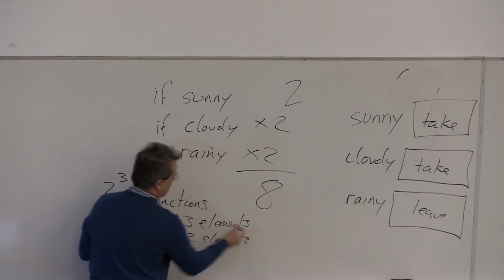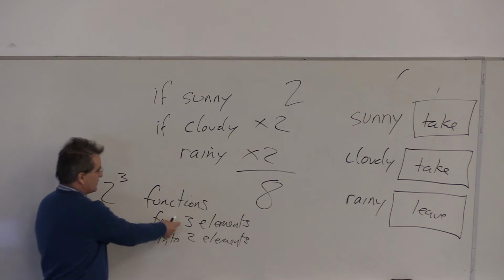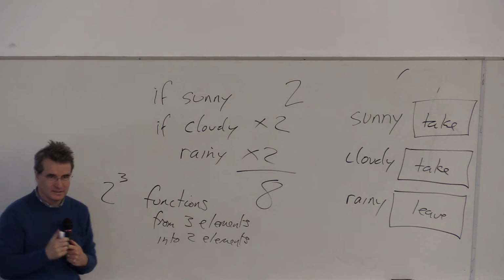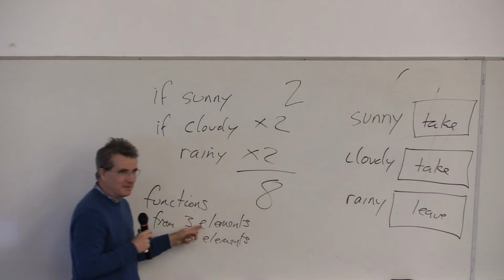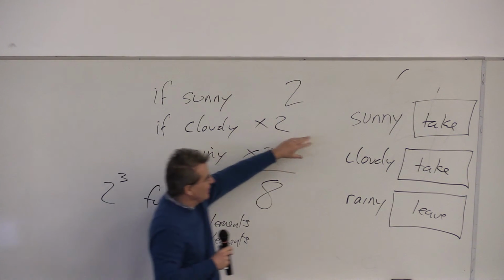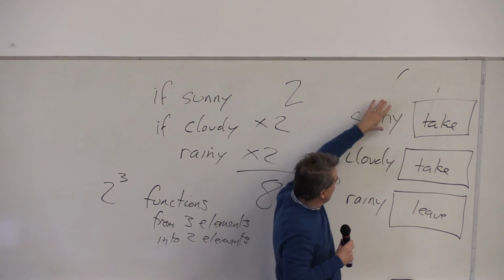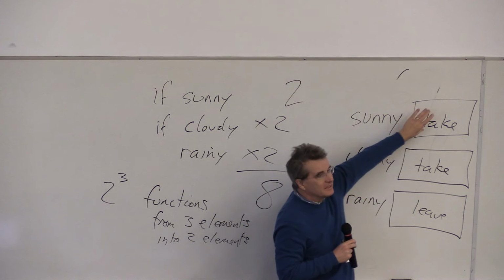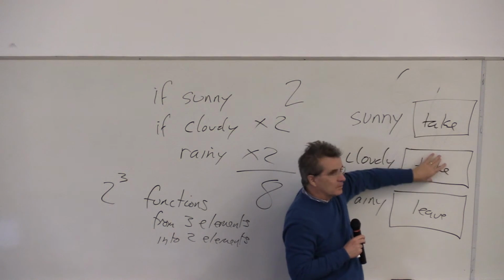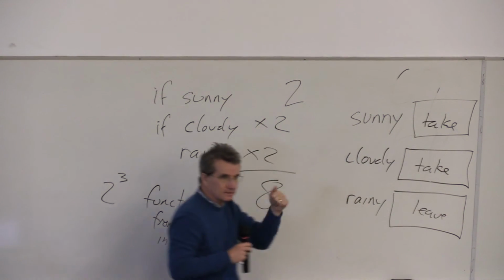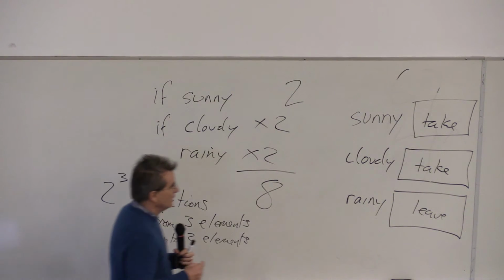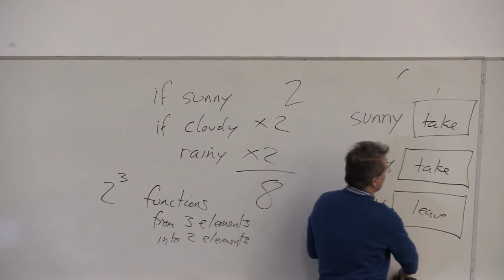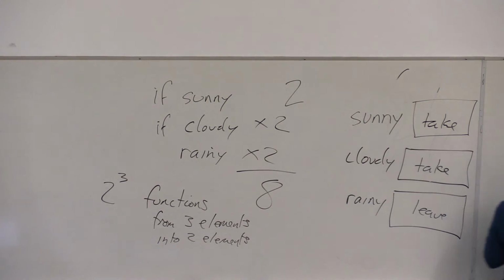If you have this function from a domain of size 3 into a domain of size 2, I'm sure you've seen that so many times. We actually did it early in the term, and then it was obvious to you. But okay, so we think about it as this table for sunny, cloudy, and rainy, and you get to choose here whether to take it or leave it for each of these. And there's each combination. So there's one of them. Right, what's the other one?